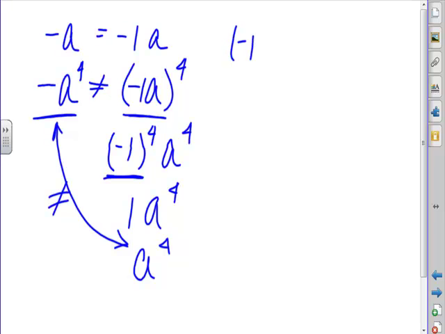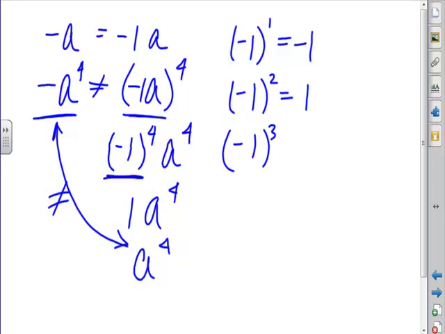So just the last thing I would think about is the whole thing that happens with negatives. So negative 1 to the first power is negative 1. Negative 1 squared is 1. Negative 1 cubed is negative 1. You see the pattern. You've seen it before. Negative 1 to the 4th is positive 1, and so on. So just remember, when we are raising things to even powers, we're going to be getting positive numbers. And that is all for section 7.1.